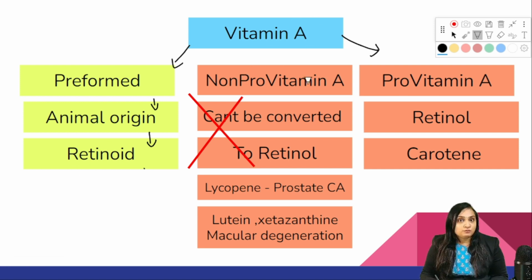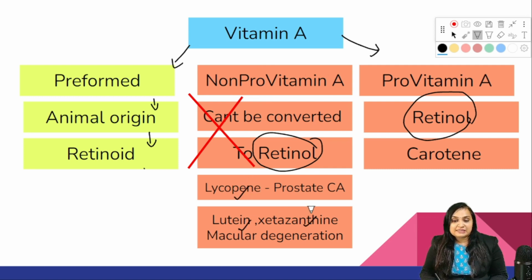While there is non-proVitamin A and proVitamin A. What is the difference between these two? ProVitamin A can be converted to retinol, though it is of plant source, while non-proVitamin A cannot be converted to retinol. The examples of non-proVitamin A are lycopene, lutein and zeaxanthin. Lycopene has anti-cancer properties and protects against prostatic carcinoma, while lutein and zeaxanthin prevent macular degeneration.